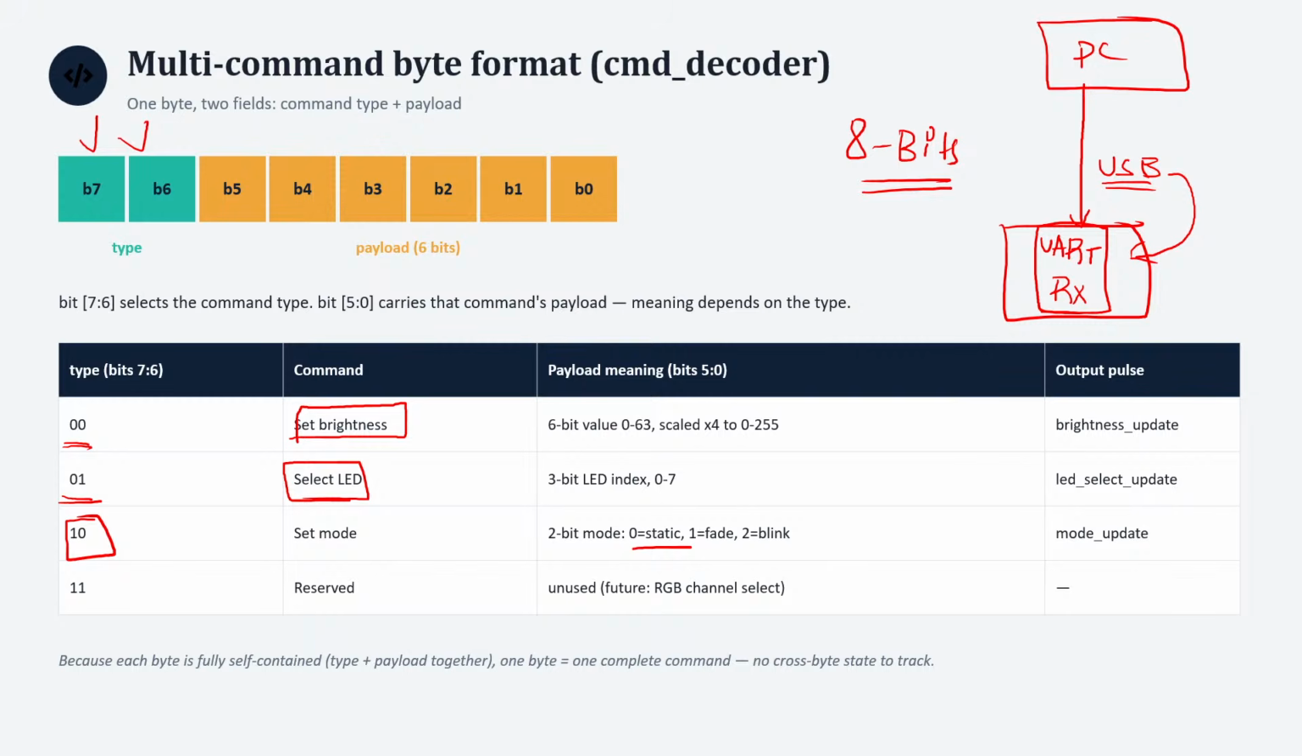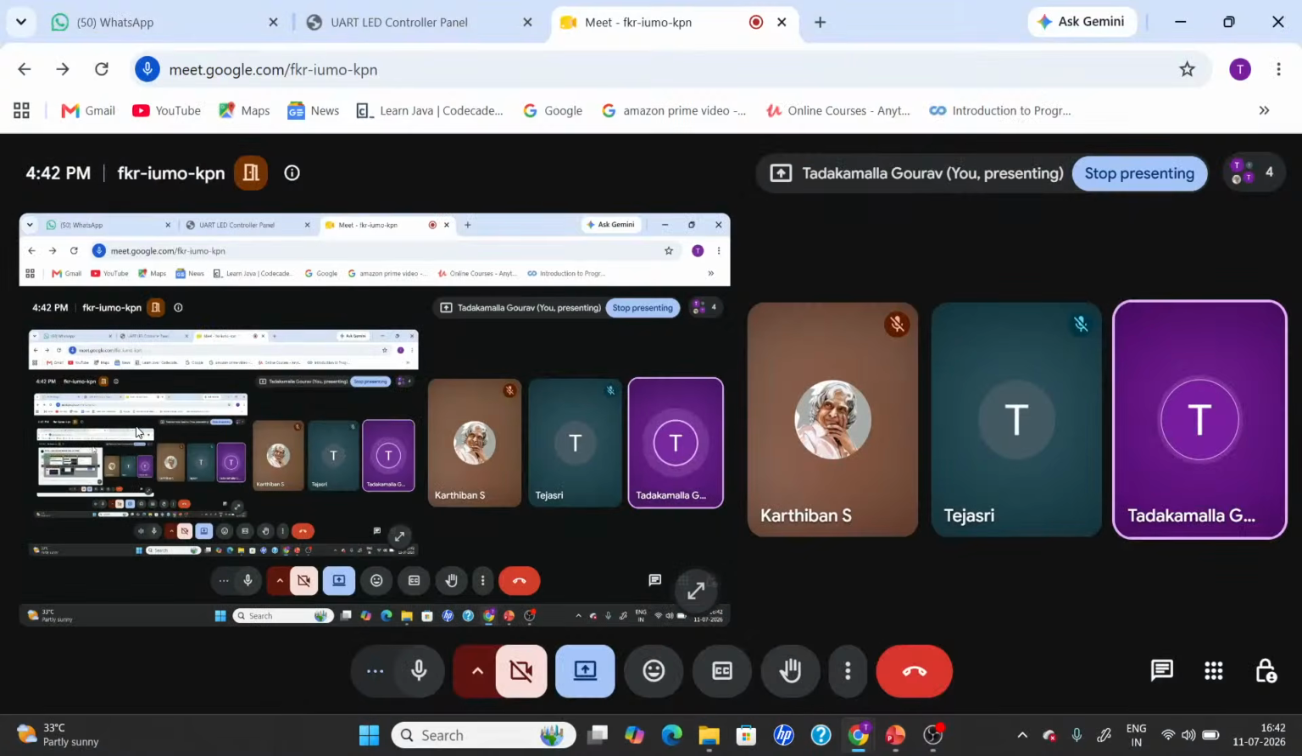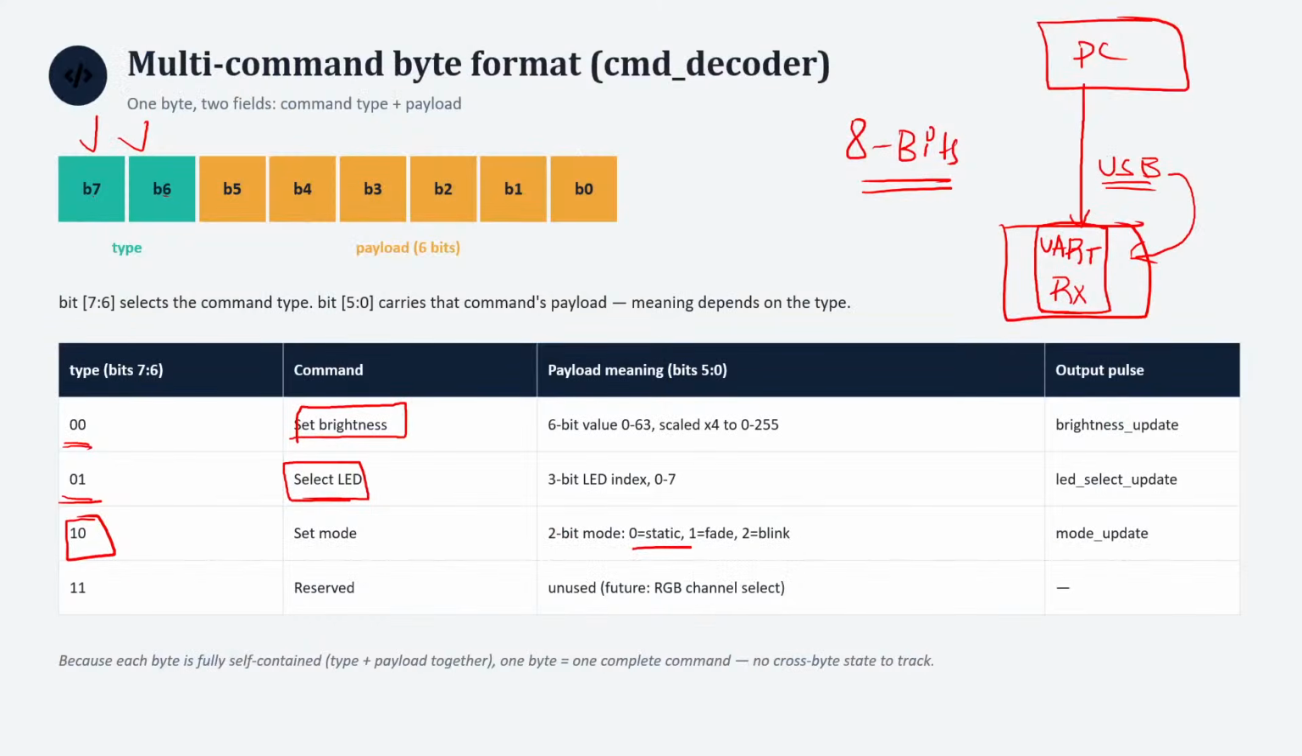Now, let's say the user wants to adjust the brightness of the LED, what should he do? He should give the MSB bits as 00. That means the hardware will come to know that the user wants to adjust the brightness. So depending upon what kind of MSB bits I provide, the hardware is going to come to know what kind of command the user wants to issue. Okay, so this is what we are going to do.